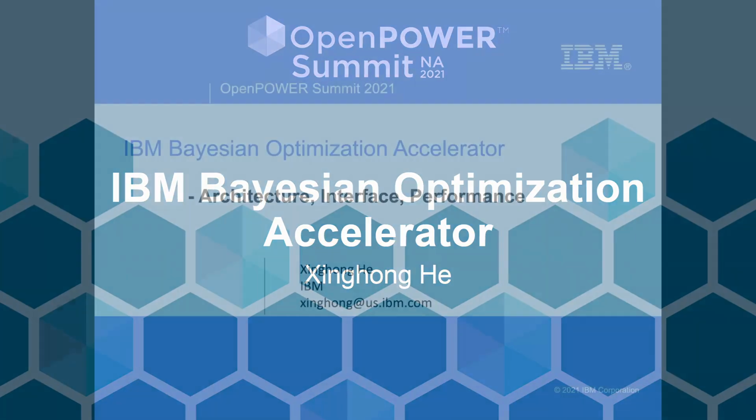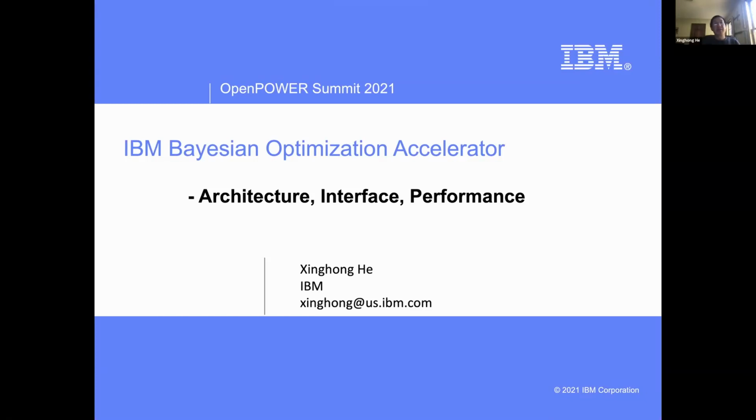So in this session, I'm going to talk about this IBM Bayesian Optimization Accelerator. This is a new offering from IBM, started from this year. And I think there's a new release coming soon at the end of this year. So in this talk, I'm going to talk about this architecture, the interface, and some initial performance using this accelerator as compared with some other methods.